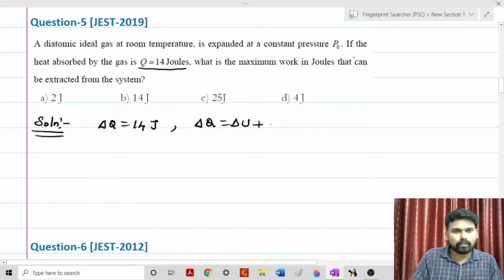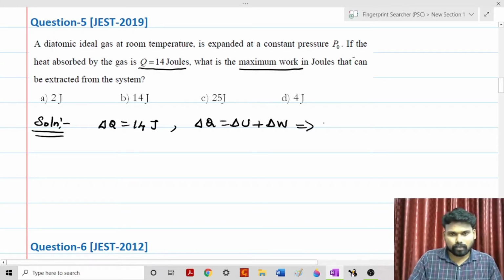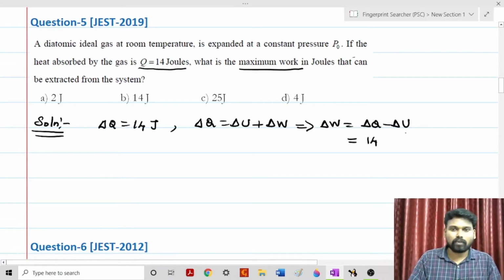From first law, you know that delta Q is equal to what? Delta U plus delta W. We have to find the maximum work available from the system. So, you have to find delta W. From the first law of thermodynamics, you can write it is delta Q minus delta U. We have the value of delta Q, that is 14 joule, but we don't know the internal energy. How can we find the internal energy?